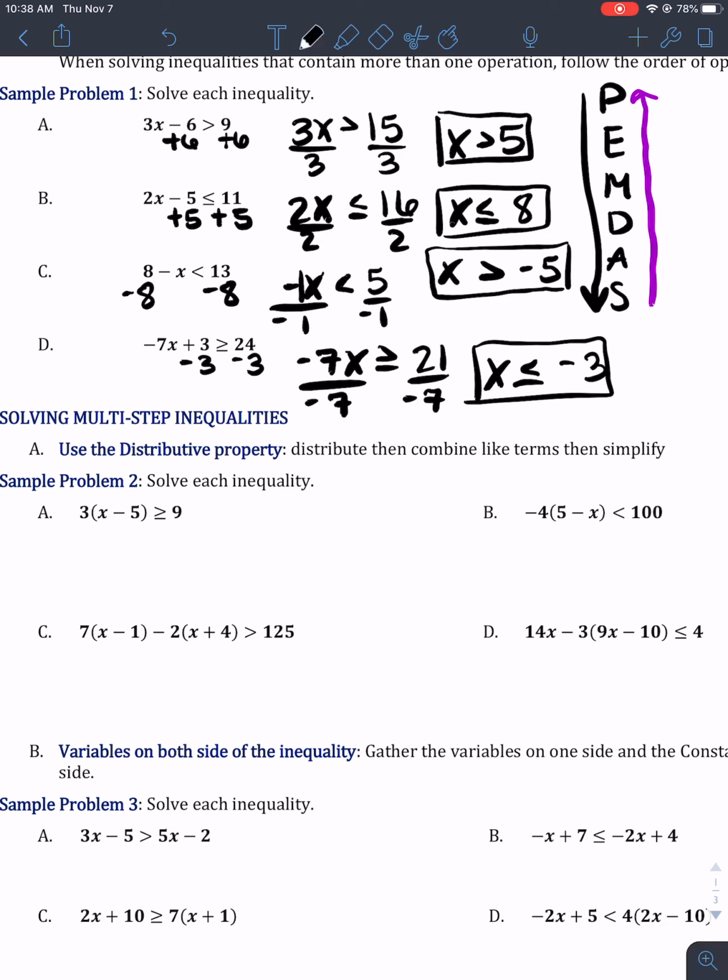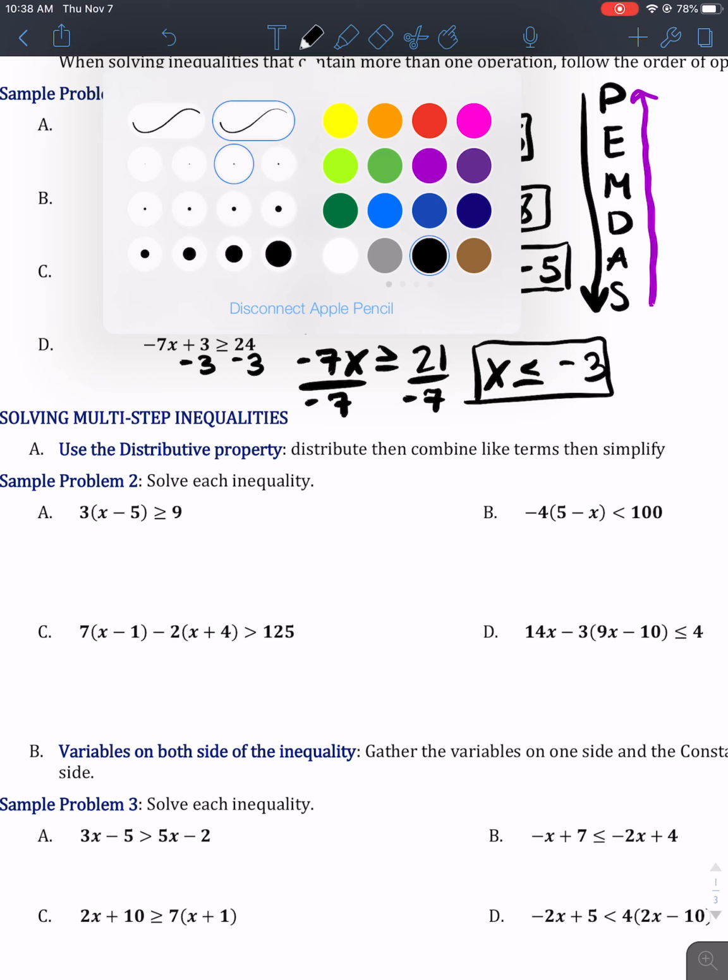So now we're going to solve some multi-step inequalities using the distributive property. So we're going to distribute and then combine your like terms and simplify. Yeah, I know that sounds like a lot. You'll be all right, I promise.